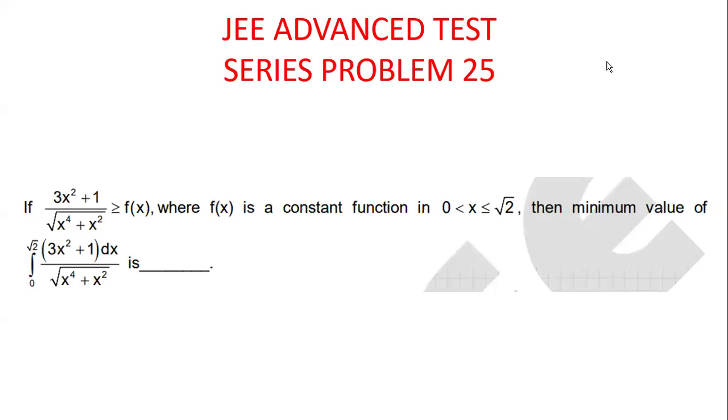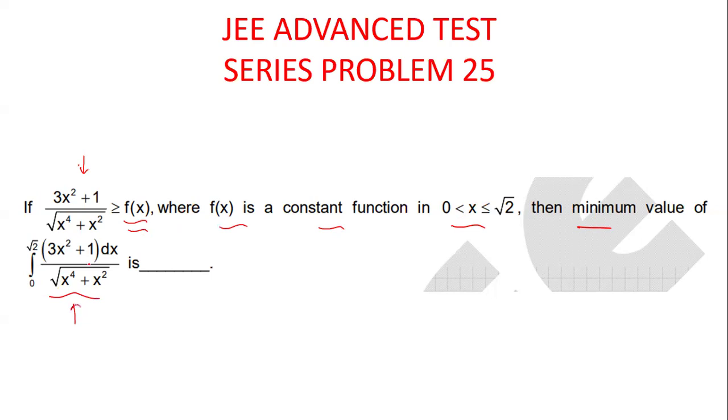So hello guys, in this video we are going to solve this problem. In this problem it is given that if this expression, which is (3x² + 1) divided by root of (x⁴ + x²), is greater than or equal to f(x), where f(x) is a constant function, for x lying between 0 to root 2, then we have to tell the minimum value of this integral can be.